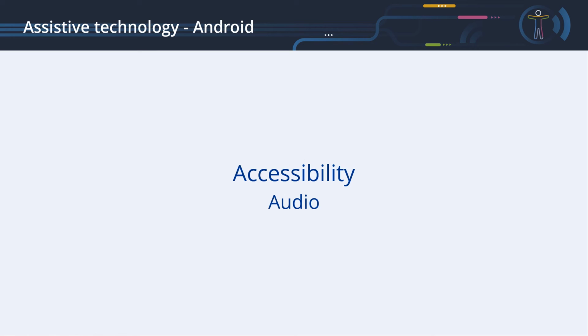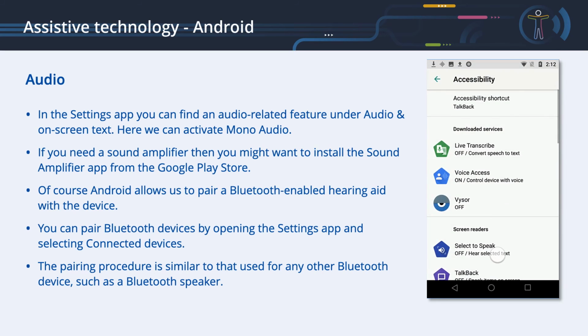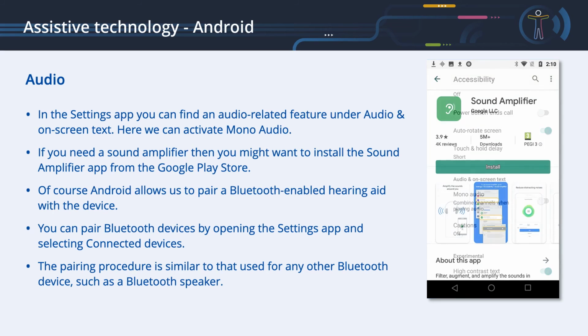Audio. In the Settings app, you can find an audio-related feature under Audio and On-Screen Text. Here we can activate mono audio so that all stereo audio signals will be played in mono. If you need a sound amplifier, then you might want to install the Sound Amplifier app from the Google Play Store. You will find the link below the video.